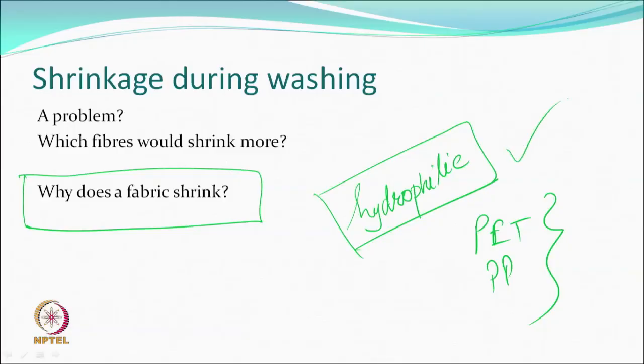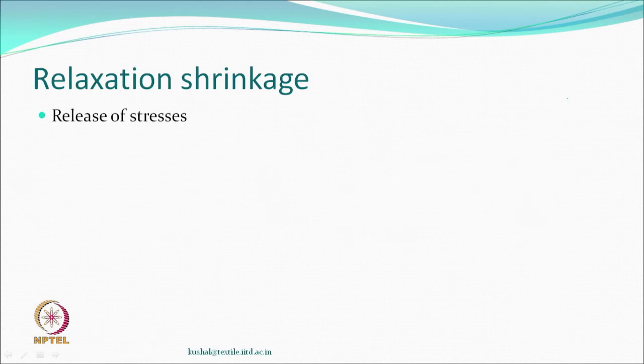So if you look at this issue, we can ask why they shrink. Of course, shrinkage is a problem, and we understand which fiber shrinks. So let us say what actually causes the shrinkage, why a fiber or a fabric would shrink. And we are talking about shrinkage as a result of washing, not any other shrinkage. One important thing one must realize is that during washing, if there is any mechanism with which relaxation of the stresses can happen, the relaxation is a thermodynamic process which would automatically, spontaneously happen.